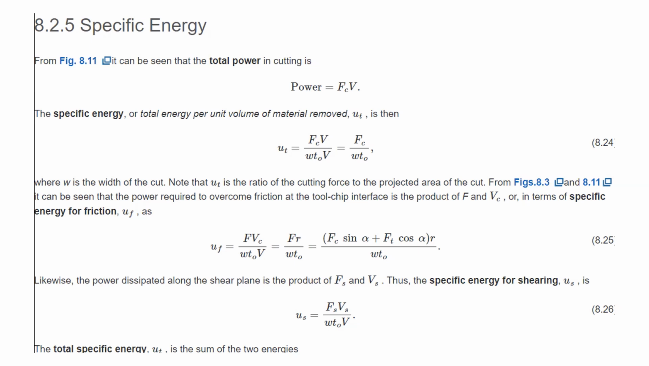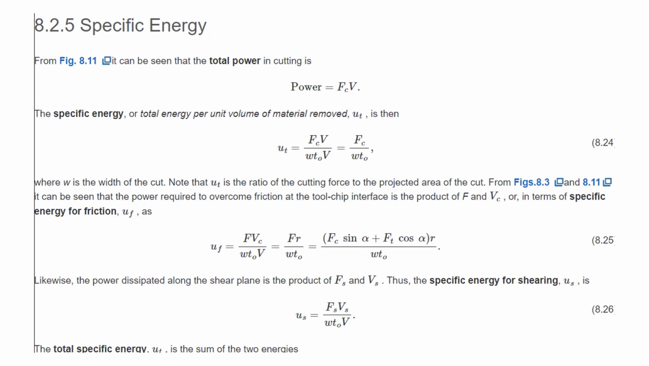You understand? Okay, so the specific energy. Whenever we see specific, that means how much energy we need to consume to remove a specific volume. So the total energy per unit volume of material removal is Ut. Ut is defined as the power, FC times V, the total energy, divided by how much material I remove. How can I calculate it? So W is the width of the workpiece.